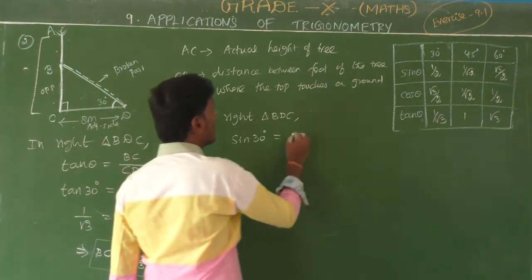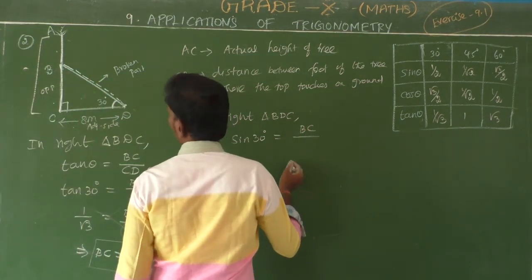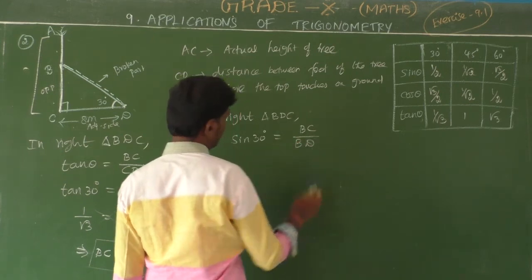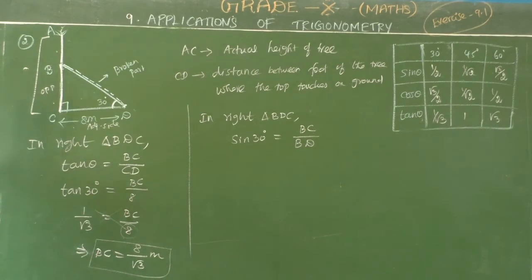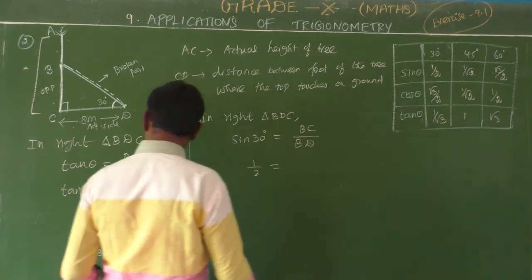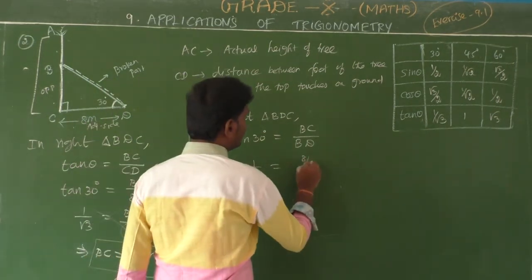Now what is your opposite side? BC, divided by the adjacent, the hypotenuse, which is BD. Now you have sin 30 degrees is 1 by 2. So 1 by 2 is equal to BC, which is 8 by root 3.